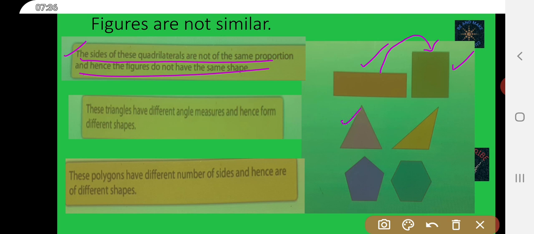Now you observe these two triangles. These triangles have different angle measures and hence form different shapes. Their corresponding angles are not equal and the corresponding sides are not equal. So, the corresponding sides are not proportional. So, these two figures are not similar. Understood?